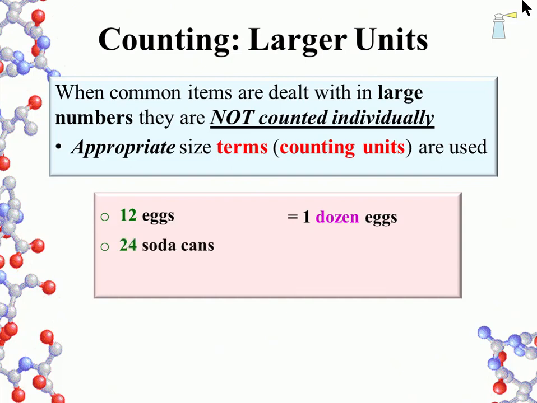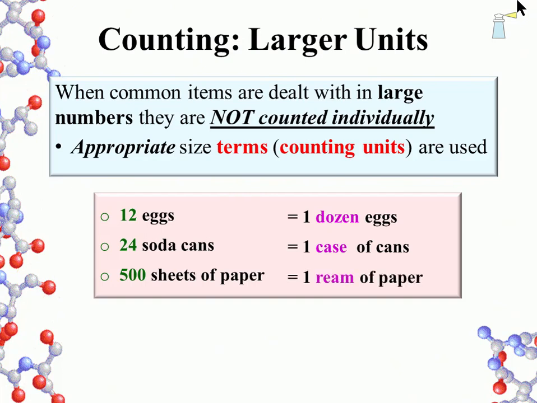24 soda cans is referred to as a case of soda cans. In this circumstance, the term case means 24. Consider a package of 500 sheets of paper. That is a large number, which is more easily handled as a ream of paper. In each case, a new counting term is used to handle larger numbers. Each term is derived from the practical counting or availability of the item.